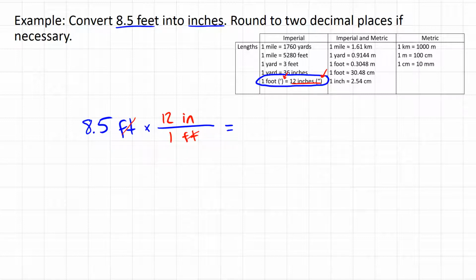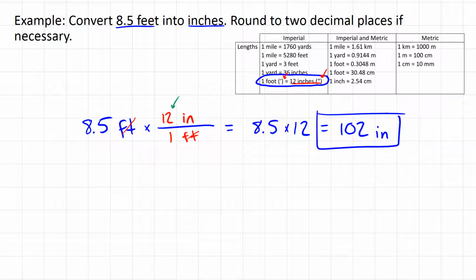And the end calculation that we have, this time you see that the number from the conversion factor is on the top. So we have 8.5 times 12 over 1. So that's the same as 8.5 times 12. And when I put this into my calculator, I get 102, and my units are inches. So 8.5 feet is the same as 102 inches.